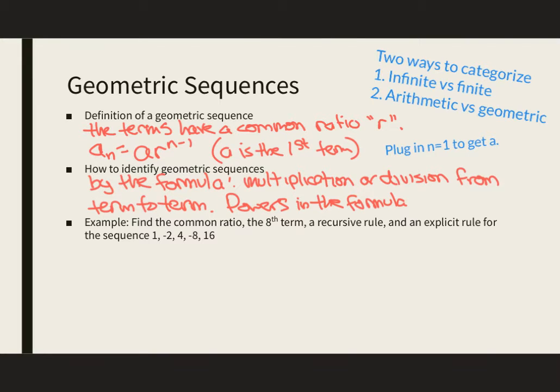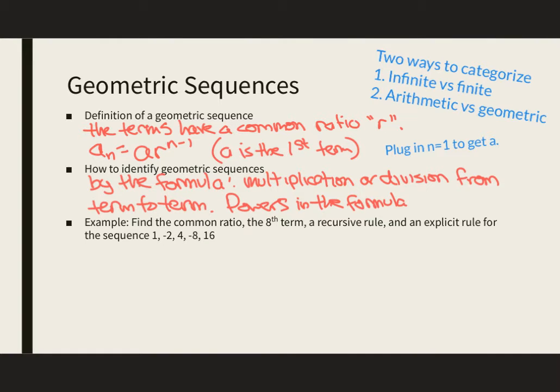Now let's do an example. What we'll do here is find the common ratio, the eighth term, a recursive rule, and an explicit rule for this sequence here. You know, many times I like to just write out more terms when I'm given a sequence, so you can always do that. But it's especially important that you write down this sequence on your paper right now.